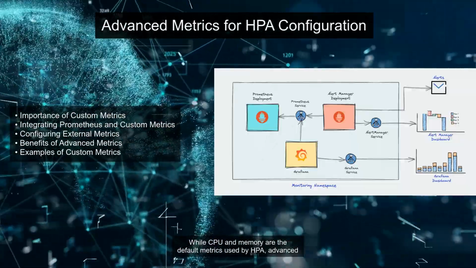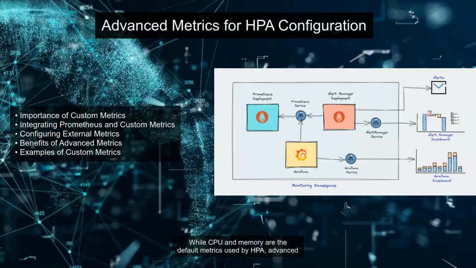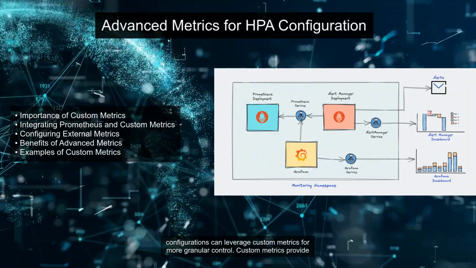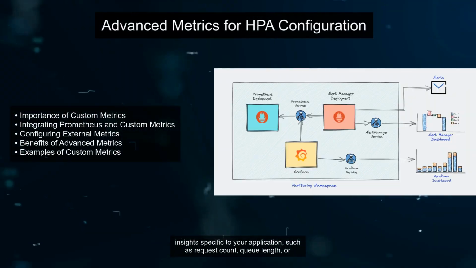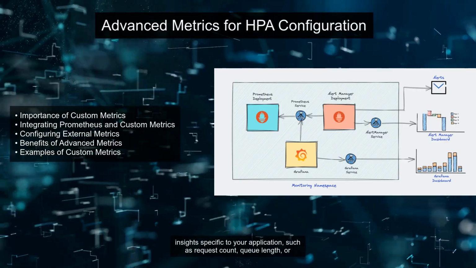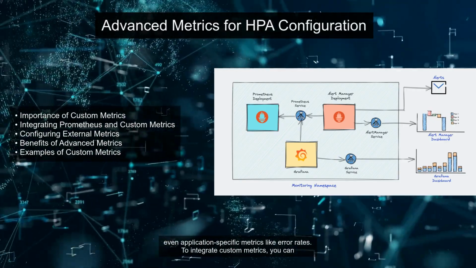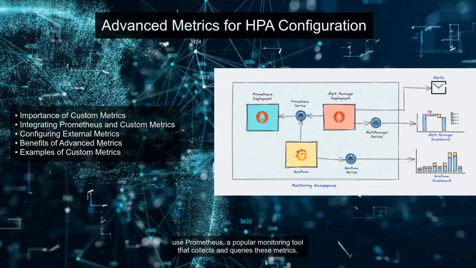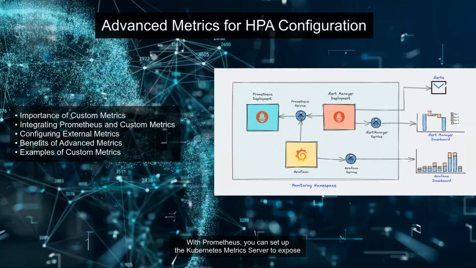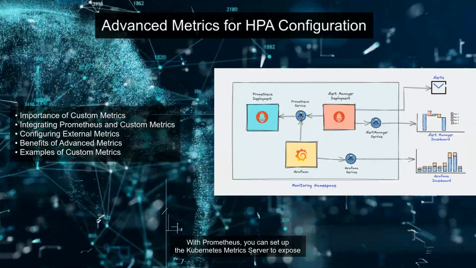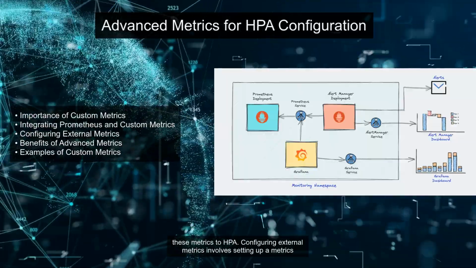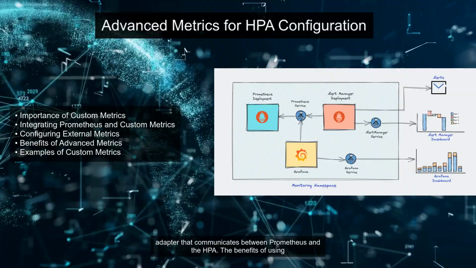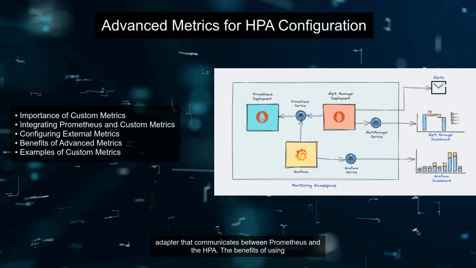While CPU and memory are the default metrics used by HPA, advanced configurations can leverage custom metrics for more granular control. Custom metrics provide insights specific to your application, such as request count, queue length, or even application-specific metrics like error rates. To integrate custom metrics, you can use Prometheus, a popular monitoring tool that collects and queries these metrics. With Prometheus, you can set up the Kubernetes metrics server to expose these metrics to HPA. Configuring external metrics involves setting up a metrics adapter that communicates between Prometheus and the HPA.